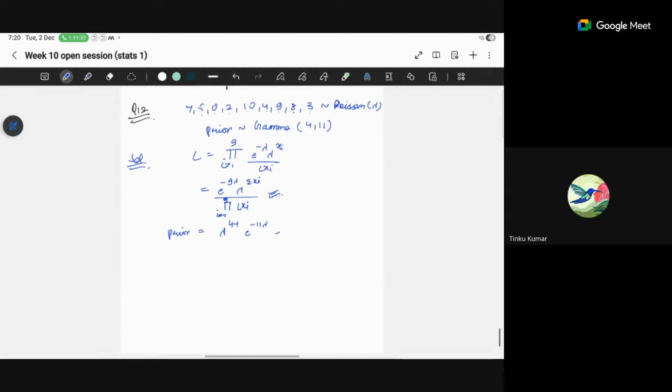Yes, ma'am. What will be my prior? Prior will be lambda raised to the power 4 minus 1, e raised to the power minus 11 lambda. If you compare these two, is it fine? So my posterior distribution will be e raised to the power minus n lambda, lambda raised to the power summation of xi, that is 48, into lambda raised to the power 4 minus 1, e raised to the power minus 11 lambda. So this will be e raised to the power minus 20 lambda, lambda raised to the power 52 minus 1, correct?